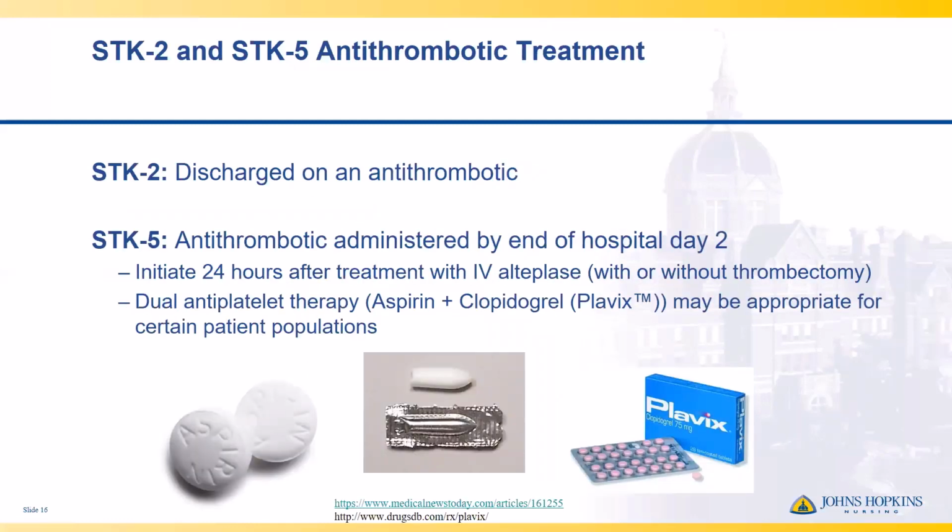For the stroke measures number 2 and number 5, these are both dealing with antithrombotic treatments. STK2 is that all patients that have a stroke are discharged on an antithrombotic, and if they're not, there's documentation of why. And then STK5 is that antithrombotics are administered by end of hospital day 2.